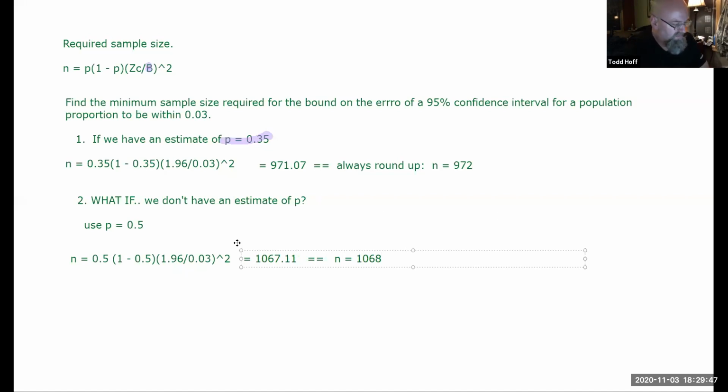Notice that's considerably larger than what we had before. That's because when we put in the 0.5 for p instead of 0.35, it forces us to go a little larger. It's a worst case scenario. So this might be bigger than what we need, but we'd rather be too large than too small.